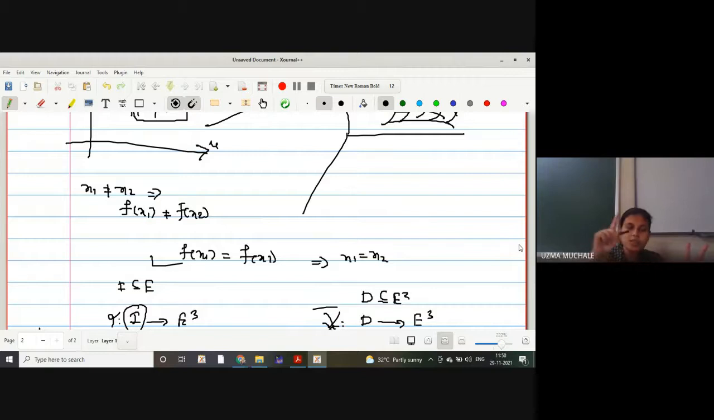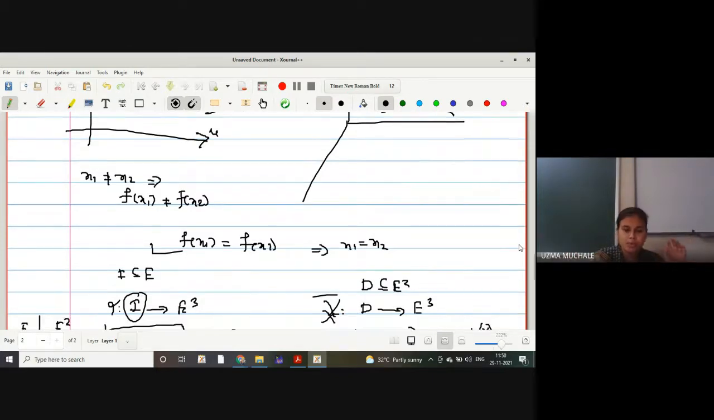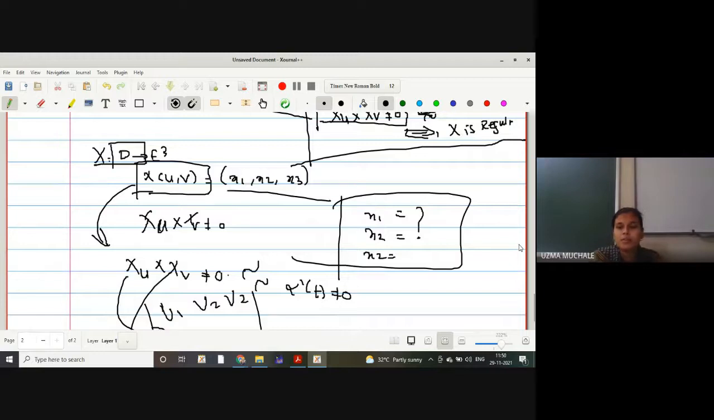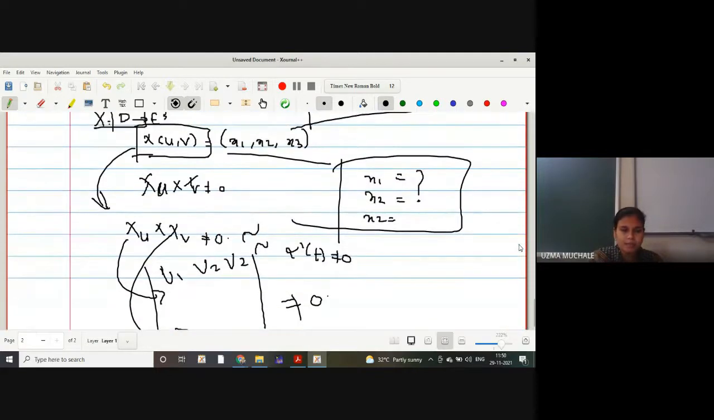So 1-1 ensures that there is no cutting of the plane, and regularity ensures that whatever patch you are going to obtain is smooth. Now you may wonder how the smoothness condition is similar to regularity, right?